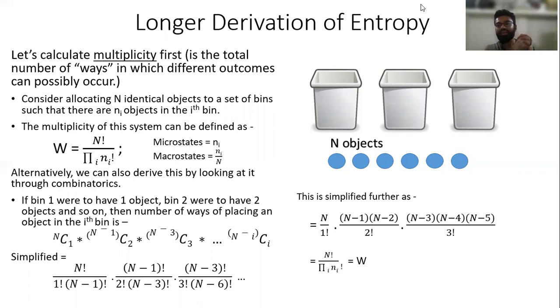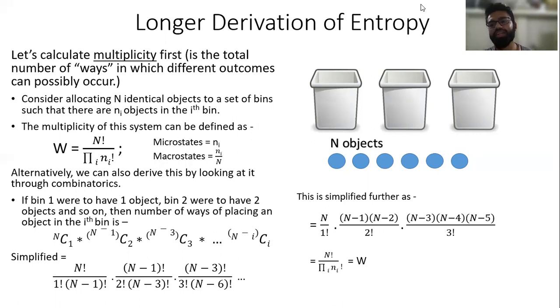To really hit home the point of multiplicity being the number of ways in which different outcomes can occur, let's look at it from a combinatorics standpoint. I hope when I said we don't care about rearrangements within the bin, everybody thought about combinatorics. If we cared about the arrangements, it would be a permutation, and we'd just have n factorial. But we don't care about the arrangements within each of these bins. So let's say the first bin had one object, the second bin had two objects, the third bin had three objects, and so on.